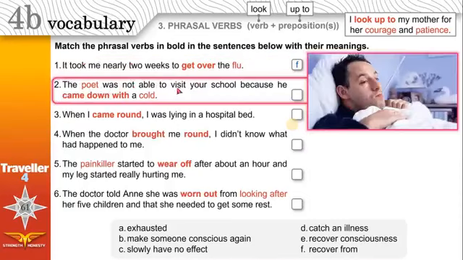The poet was not able to visit. Poet is someone who writes poems. Poems are writings that express emotions using words that rhyme. He was not able to visit your school because he came down with a cold. Cold is another illness that makes you unable to breathe through your nose. He came, the past of come. When you come down with an illness, that means you catch it. When you catch an illness, that means you become sick. You become ill.